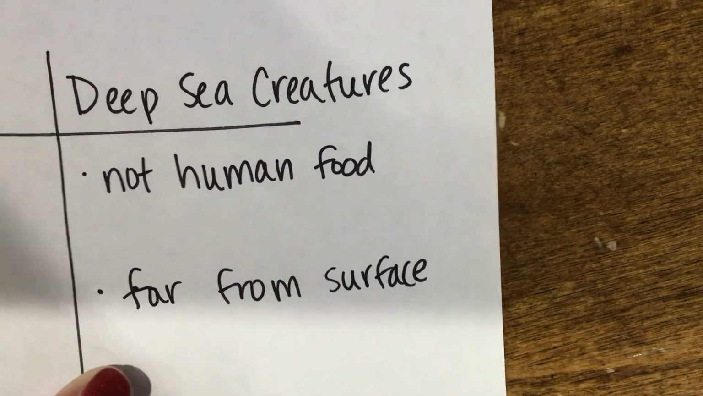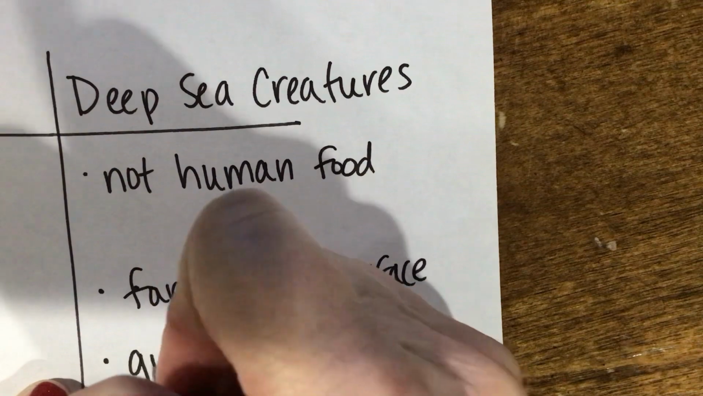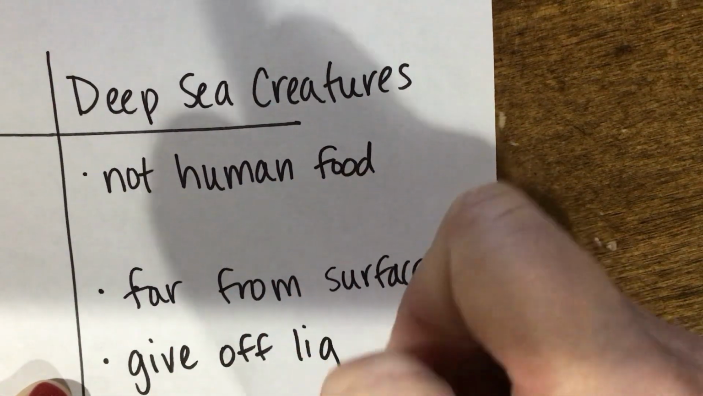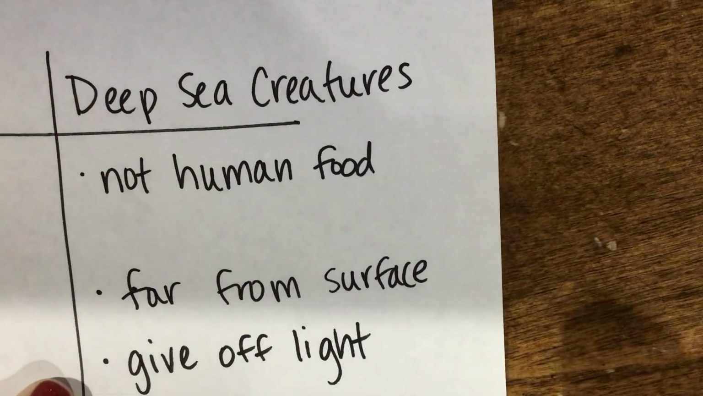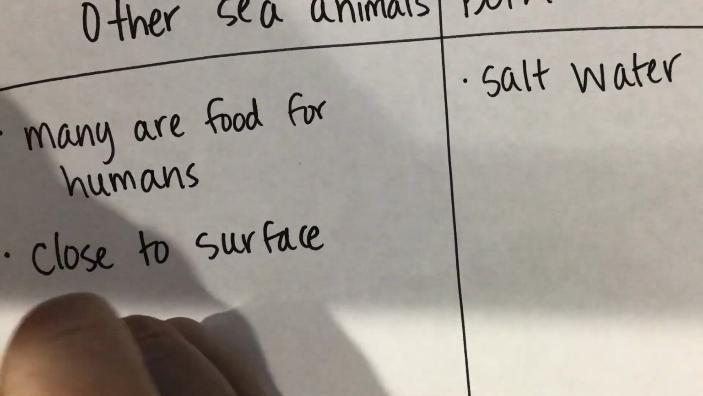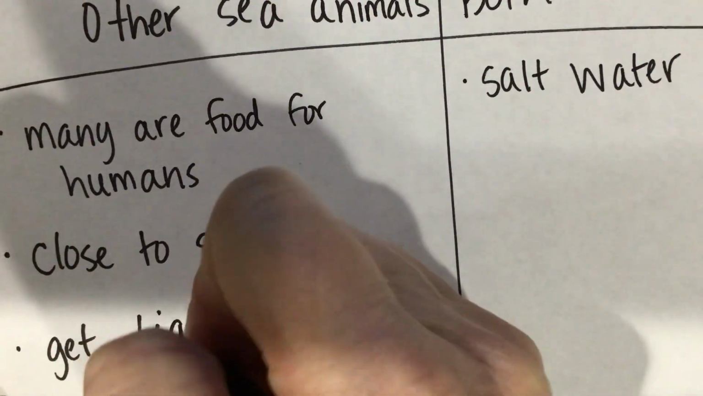One thing I find that's different is a lot of them give off their own light. That's super intriguing to me. And these sea creatures that live close to the surface, they get their light from the sun.